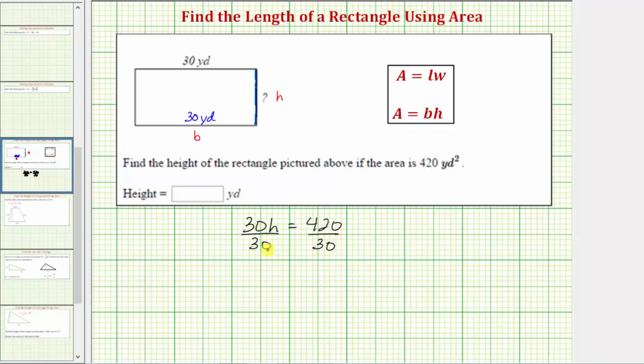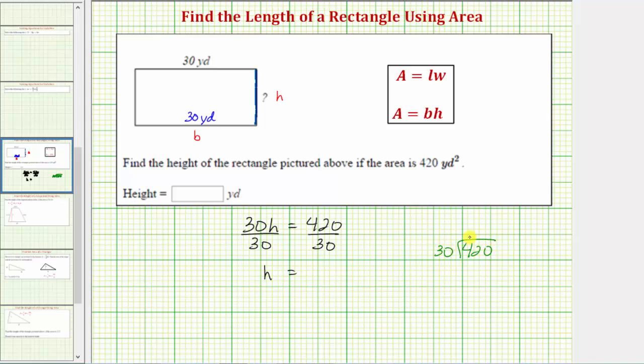On the left side, dividing by 30 undoes multiplying by 30, and therefore the left side simplifies to h, or 30 divided by 30 is equal to 1. 1 times h is h, and therefore the height is equal to this quotient, which if we need to, we can show on the side, 420 divided by 30.